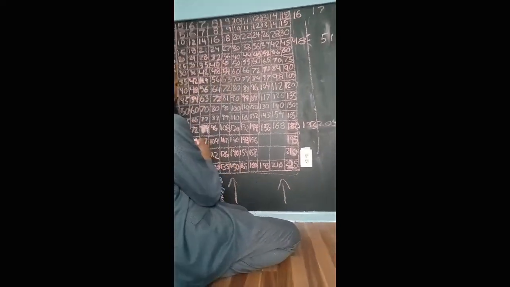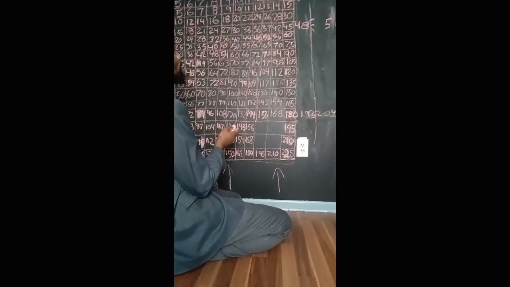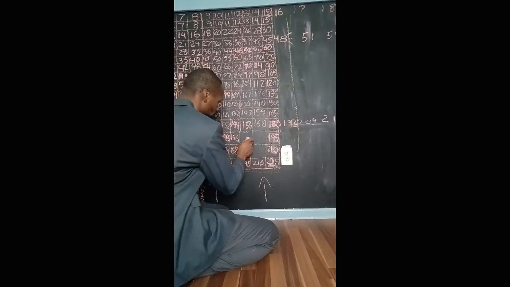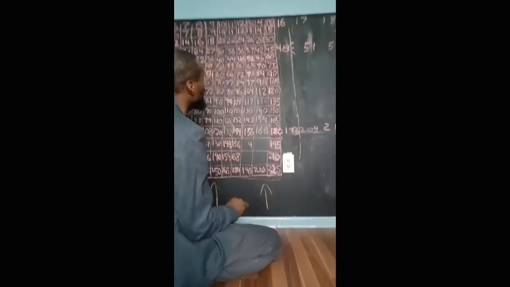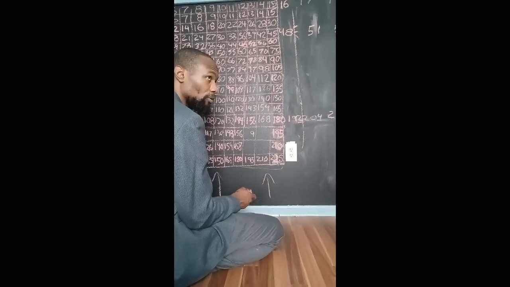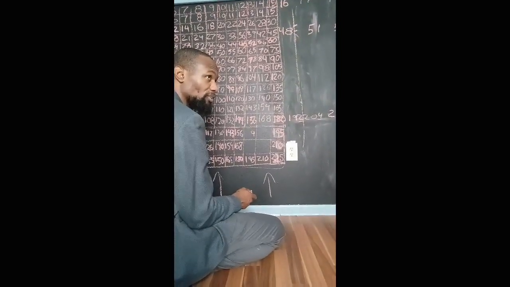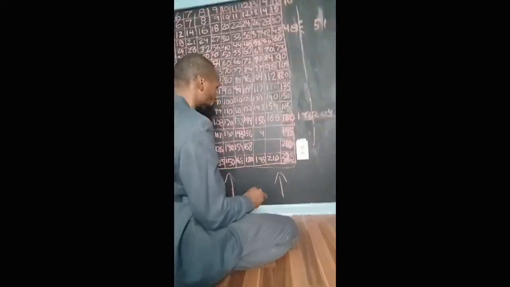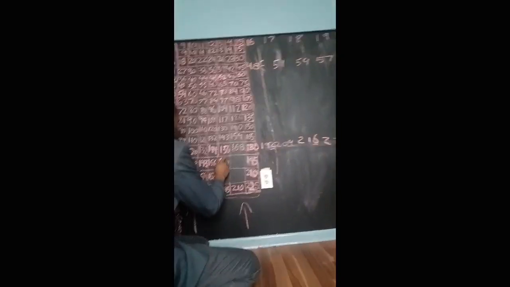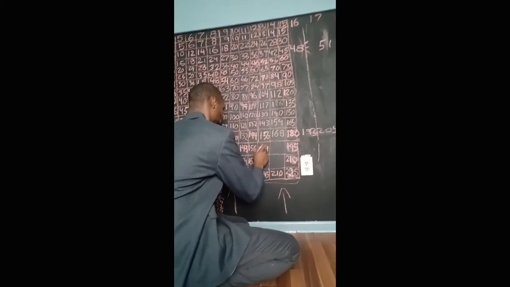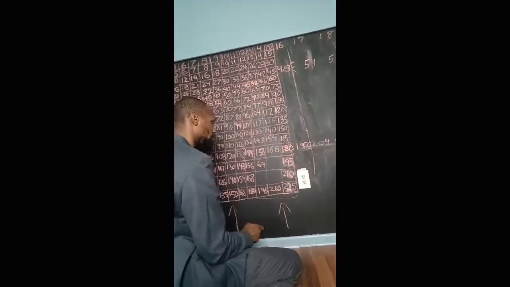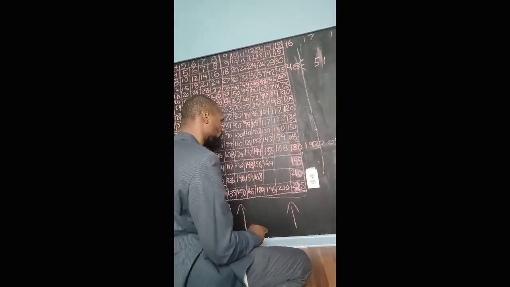Okay? 13 times 13 should be something with a 9. You're going to skip. 3 times 9 is 7. 7 is 4. The next one should be a 4. Yeah? And the next one should be a 6. Next one should be a 6. And the last one should be a 1. 169.